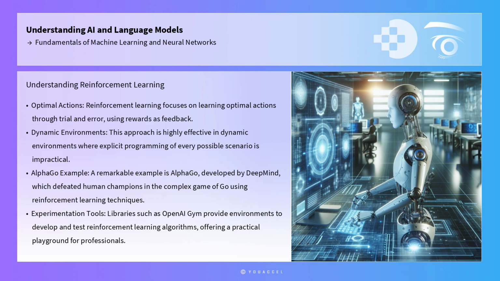Reinforcement learning is distinct in that it focuses on learning optimal actions through trial and error, using rewards as feedback. This approach is highly effective in dynamic environments where explicit programming of every possible scenario is impractical. A remarkable example is AlphaGo, developed by DeepMind, which defeated human champions in the complex game of Go using reinforcement learning techniques. Libraries such as OpenAI Gym provide environments to develop and test reinforcement learning algorithms, offering a practical playground for professionals to experiment with these techniques.